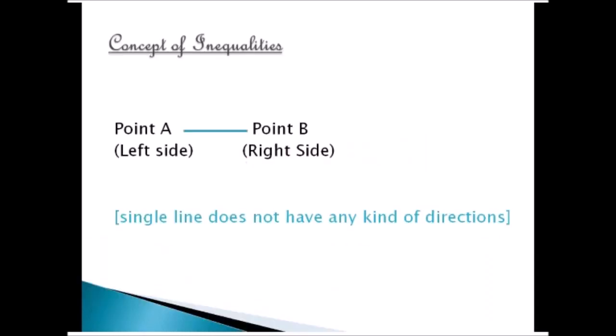Before moving to questions, I would like to tell the concept of inequality. Basically, if I draw point A and point B, point A is on the left side and point B is on the right side, and in between point A and point B, if I draw a line, there is no meaning of any direction. There is no proper direction if only a line is drawn.